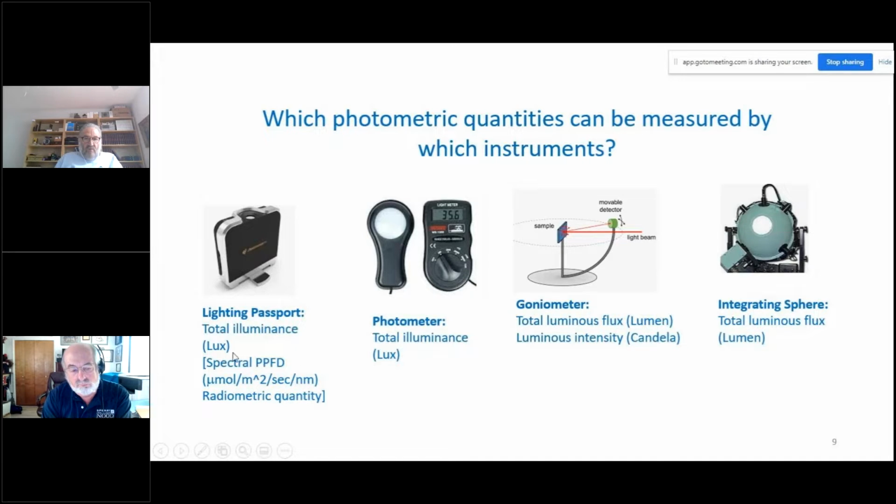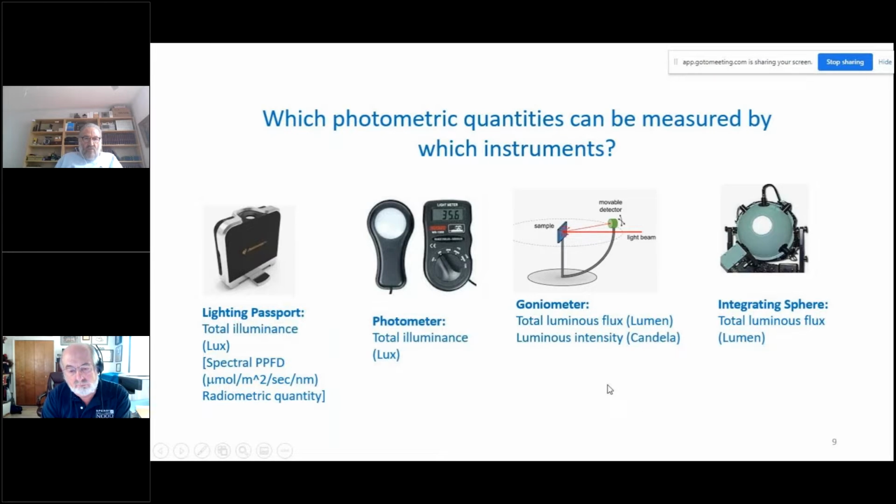As far as the photometric units are concerned, it could measure lux. And you can also buy a photometer, for example, a light meter that gives you the total illuminance in lux, but it doesn't give you any spectral information like the lighting passport.